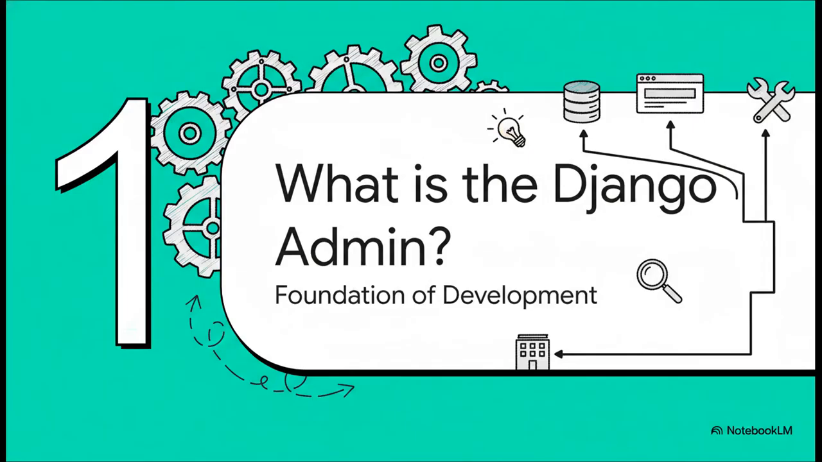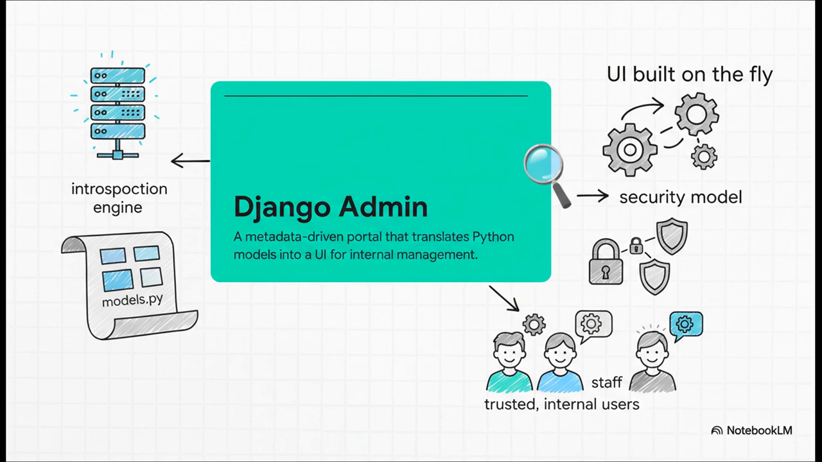Before we can really master the Django admin, we've got to understand what it is and what it was really designed for. Okay, so what is it really? The Django admin is basically an introspection engine. That's a fancy way of saying it looks at your models.py files and just builds a UI on the fly. Now here's the crucial part. It's designed for trusted internal users. We're talking about your staff, your content editors, not the public. And that design choice is absolutely fundamental. We'll definitely come back to this when we talk about security later on.